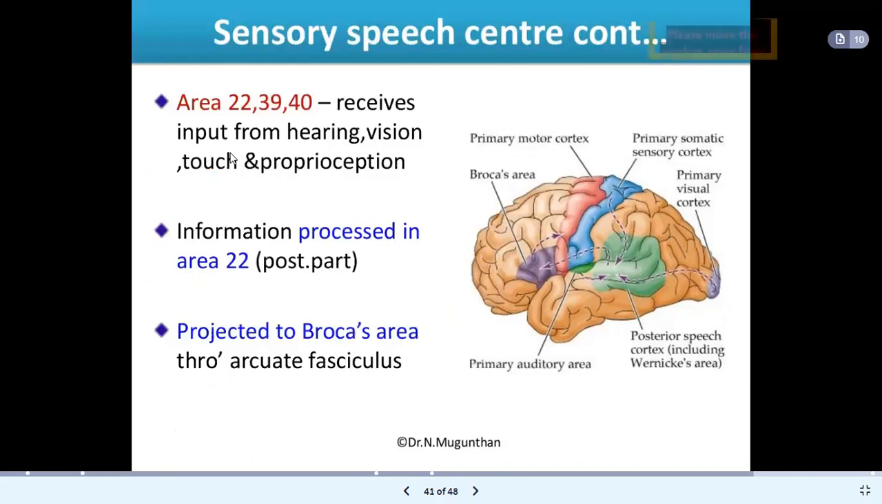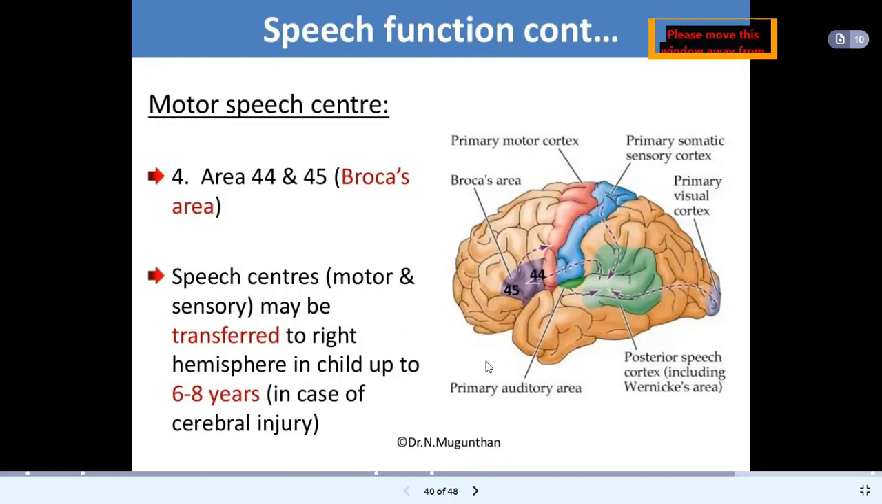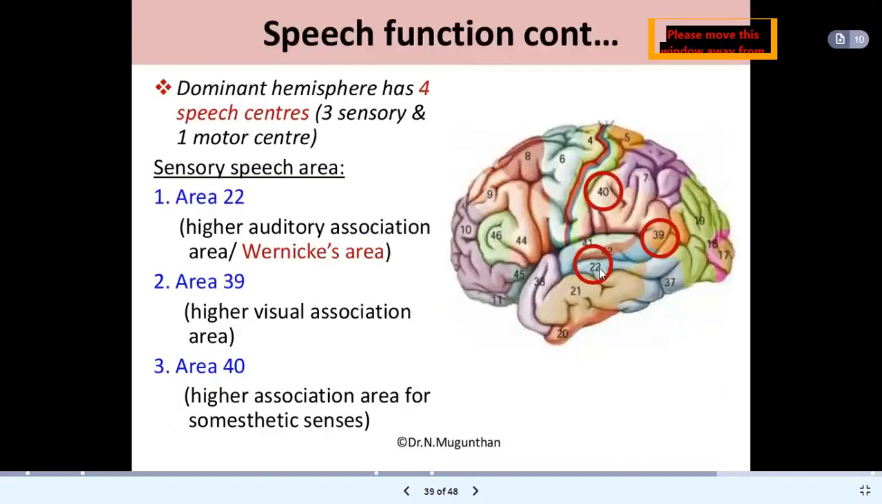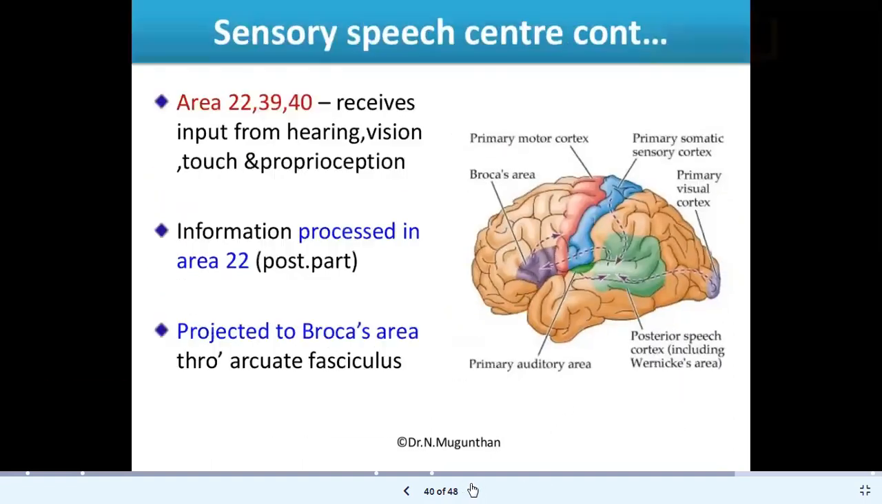Next, area number 22, 39, 40 receive input from hearing, vision and touch. 39 is the occipital lobe, the visual area. 22 receives from the temporal lobe, the auditory area. 40 is for somesthetic senses. So areas 22, 39 and 40 receive inputs from hearing, temporal lobe, vision, occipital lobe, touch and proprioception from the somesthetic areas. Information processed in area number 22 is projected to Broca's area through the arcuate fasciculus, that is the bundle of nerve fibers.